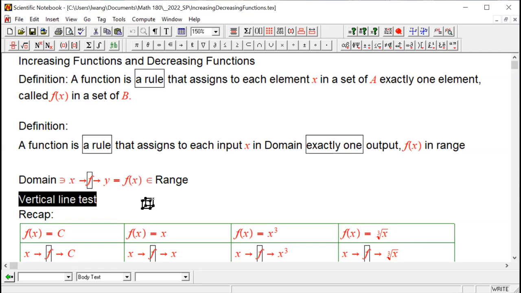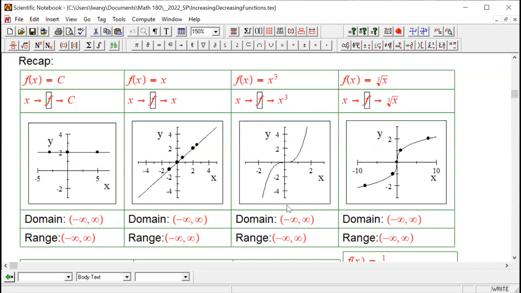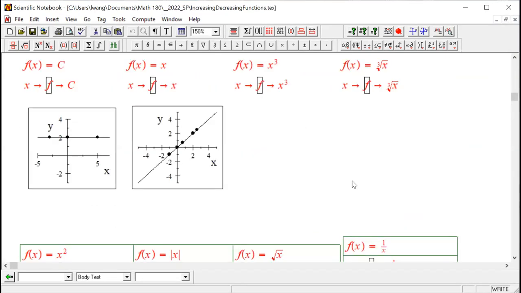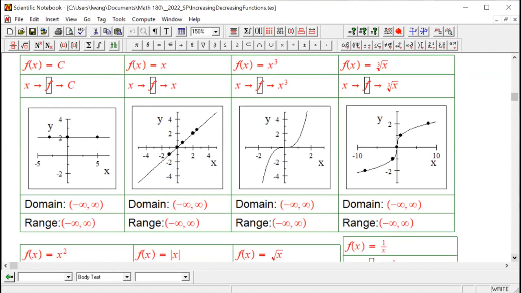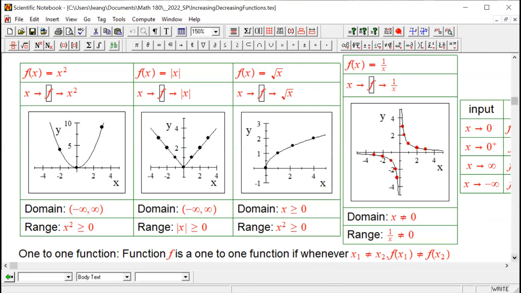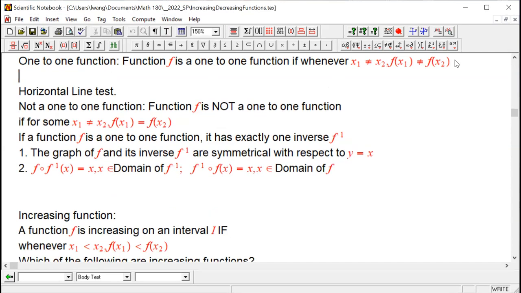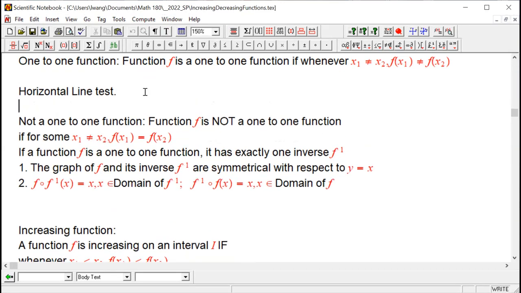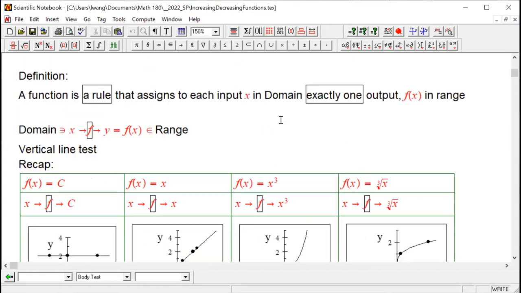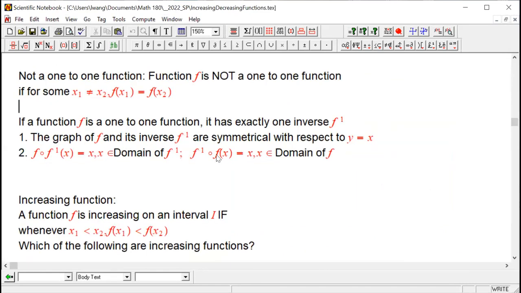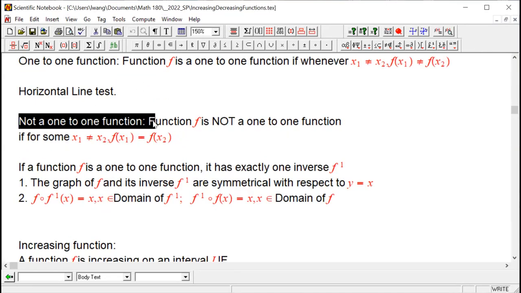We know the vertical line test, and we've discussed all of these functions. And then we went on to discuss one-to-one functions. We know the definition of a one-to-one function, and we also talked about the horizontal line test. We also discussed the definition if it is not a one-to-one function.